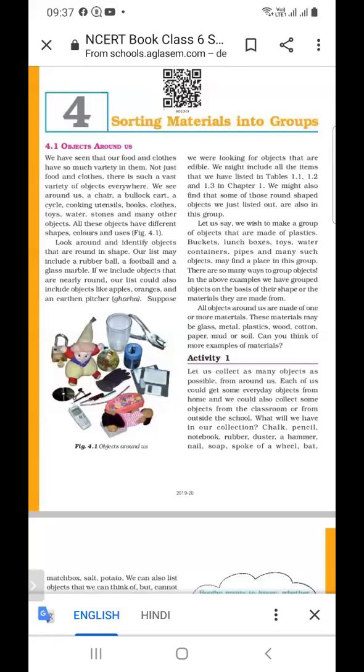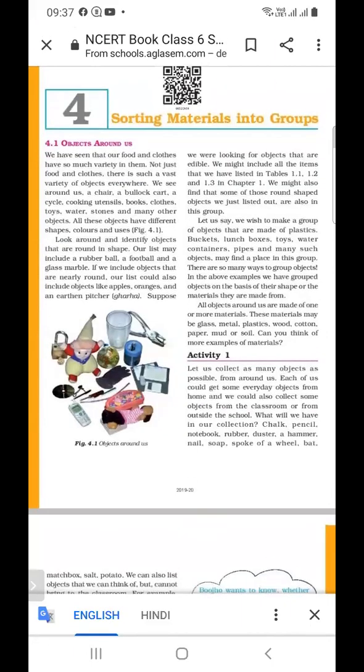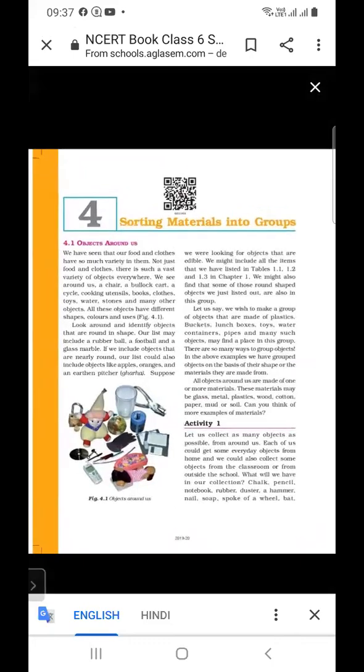Sorting materials into groups. Tomorrow I will take the test of lesson 4, so I will revise lesson 4 in this lecture. So what do we mean by classification?